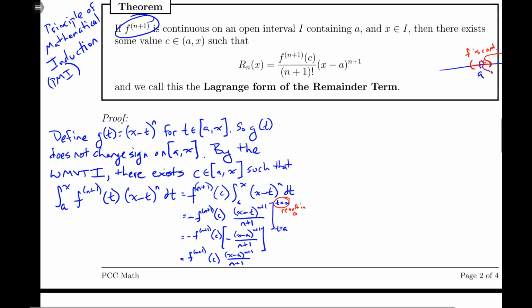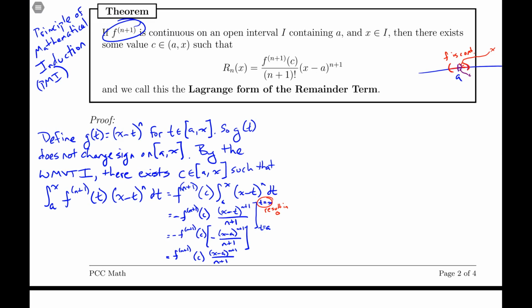Now, what are we trying to show here? We're trying to show that the n plus first derivative at c times x minus a to the n plus first power all over n plus 1. Well, we want to show that if that n plus 1 had a factorial, then that's the remainder. But that's not necessarily what we have just yet.